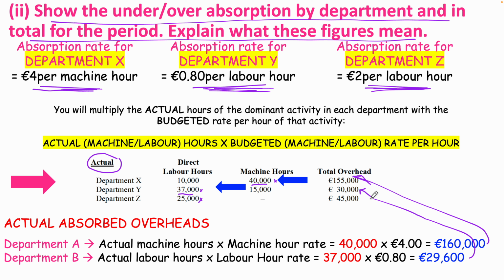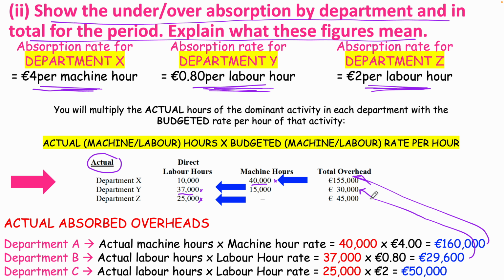And then Department Z, 25,000 hours multiplied by the management accountant's rate of €2 is €50,000. That's what the management accountant thinks it should have come in at, but the production manager's actual figure was €45,000. So that is actually really, really good, because they came in €5,000 cheaper.